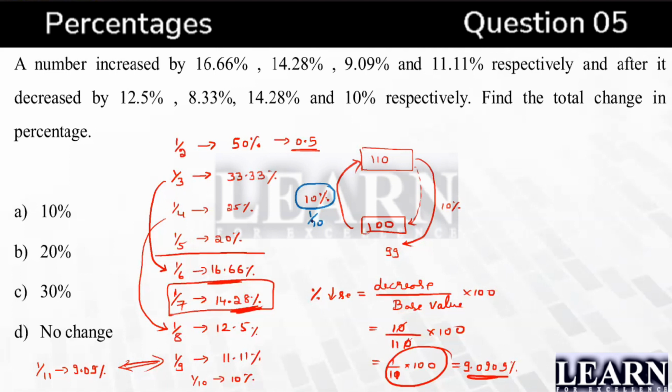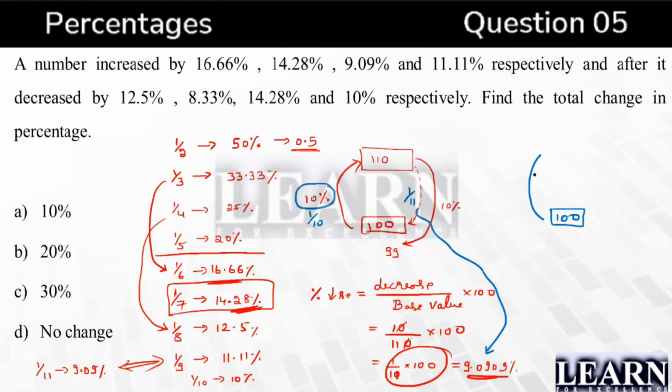If it has been increased by 1 by 10, you have to decrease by 1 by 11. And what is this 1 by 11? I can directly say it is 9.0909 percentage. Isn't it faster? Now, how are you going to do it? If you have some value, I'll take 100. It's not only for 100, it can be done for anything.